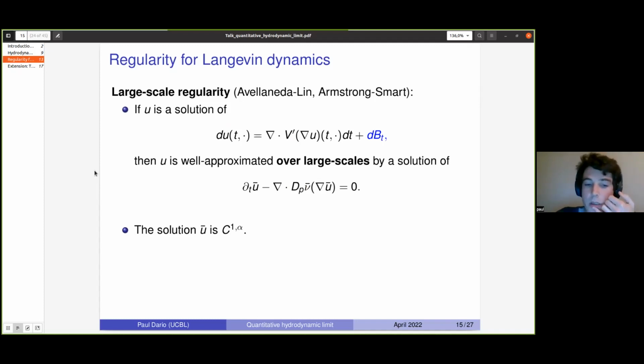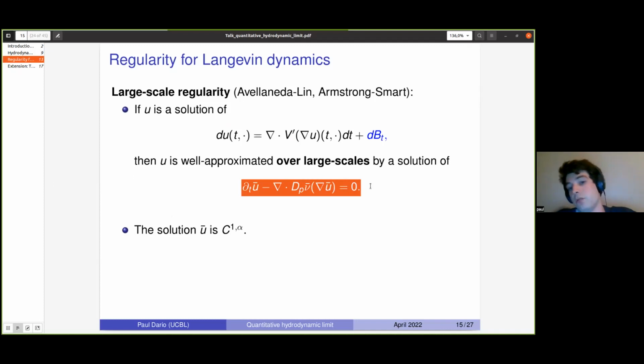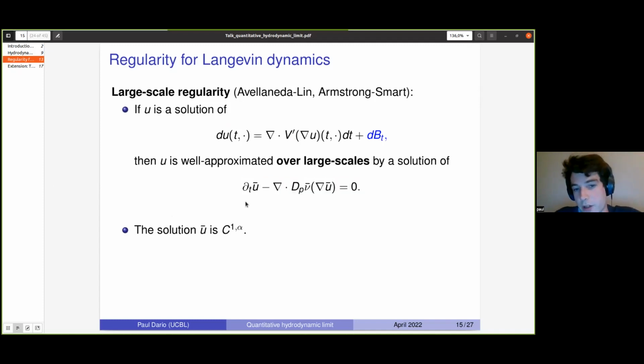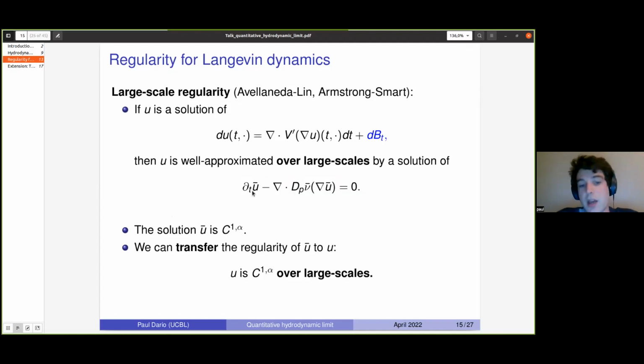Second point: if you take a function ū, you know that it solves this equation. So by this analysis argument, you know that it is C^{1,α}. It works like in the discrete setting, but also in the continuous setting; the proofs are essentially the same. So you are going to use these two points and transfer the regularity: if u is well approximated by a function which is C^{1,α}, then it is C^{1,α}.